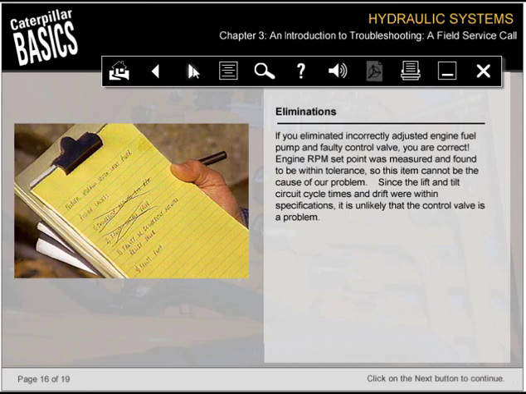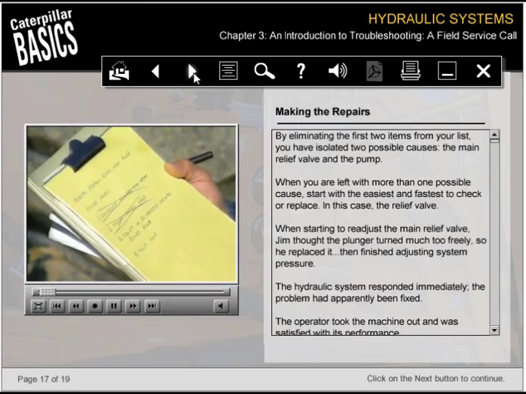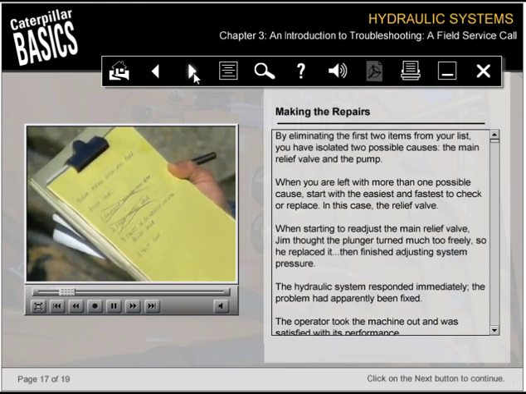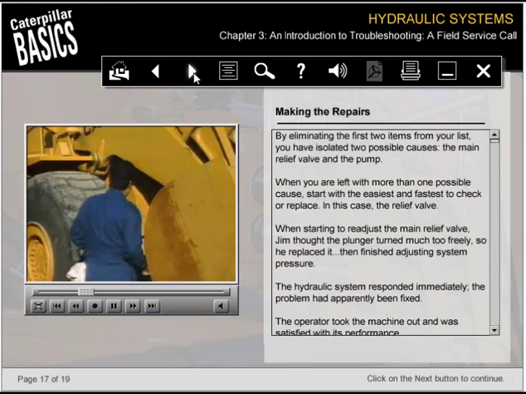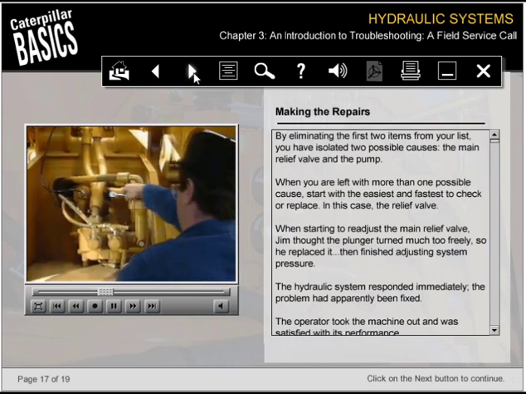If you eliminated incorrectly adjusted engine RPM and faulty control valve, you're correct. Engine RPM set point was measured and found to be within tolerance, so this item cannot be the cause of our problem. Since the lift and tilt circuit cycle times and drift were within specifications, it's unlikely that the control valve is a problem. By eliminating the first two items from your list, you have isolated two possible causes, the main relief valve and the pump. When you are left with more than one possible cause, start with the easiest and fastest to check or replace, in this case, the relief valve.